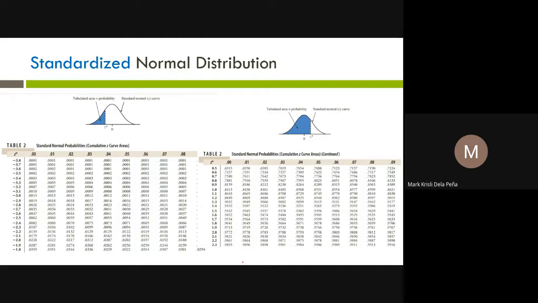Now, how do we read this one? Let's take for example a z-value. If we are asked to find the probability of z less than or equal to 0.5.